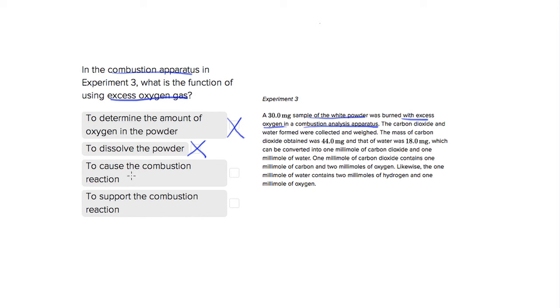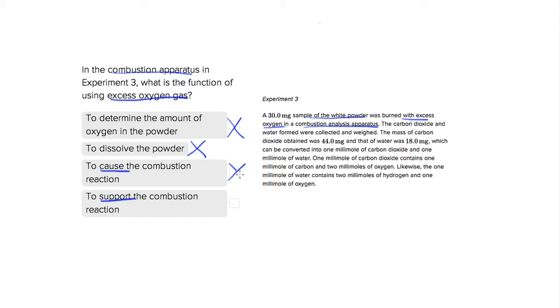Choices 3 and 4 are similar. So choice 3 is to cause the combustion reaction. Choice 4 to support. So if we look at our sentence, we just see that this white powder was burned with excess oxygen, and it happens to have happened in this combustion analysis. So we don't know that it's causing it. We know that the oxygen is needed for some reason, but it's a little bit of a stretch to say that the oxygen causes this reaction.